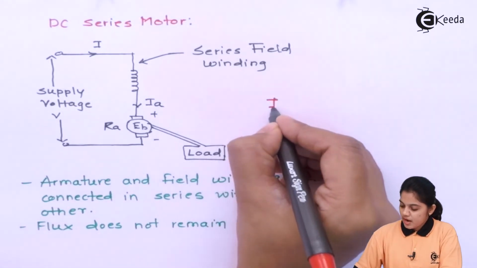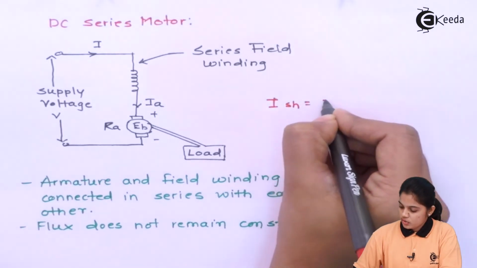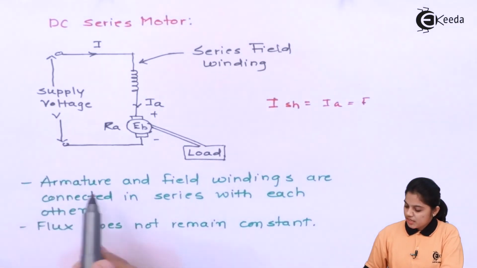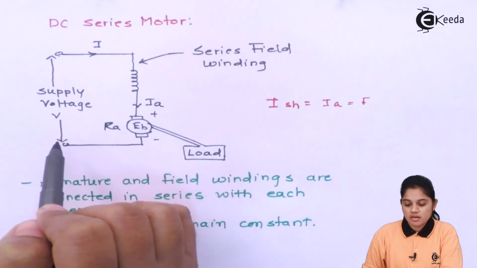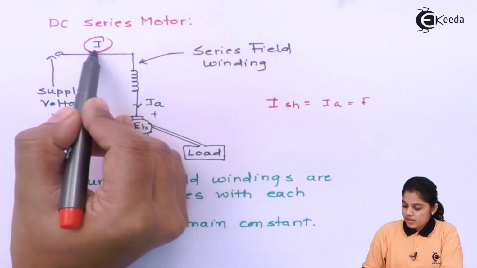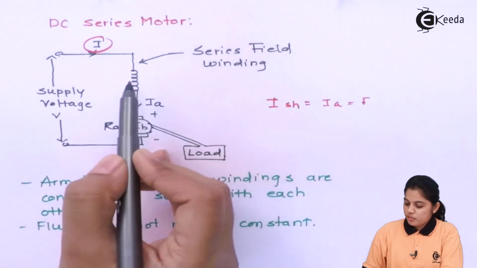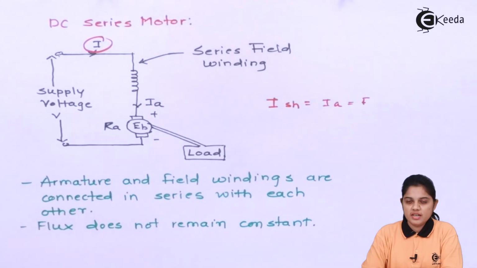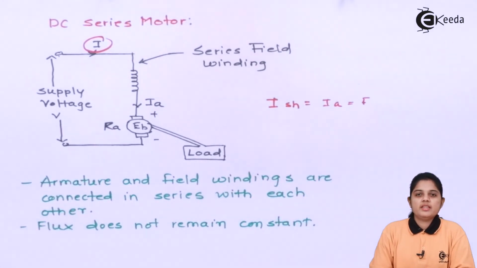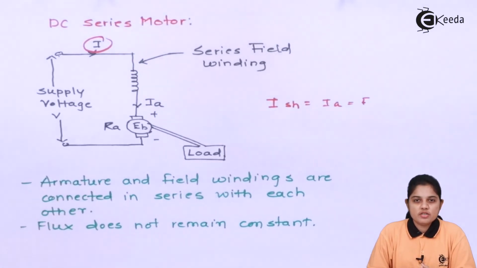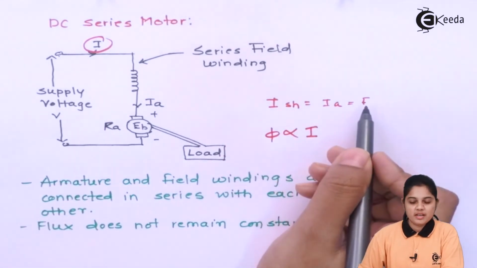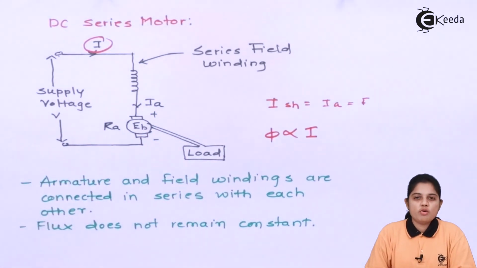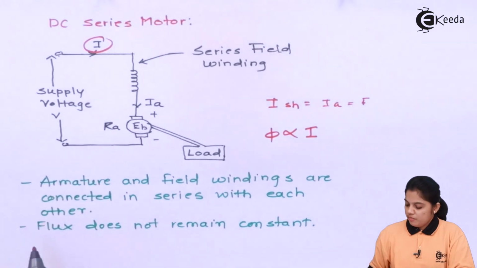That means ISH, the current flowing through the field winding, is equal to IA, which is equal to I. Here the armature and field windings are connected in series with each other, so the flux does not remain constant, because if you change the voltage across the circuit, the total current will change. If the total current changes, the field current will also change, since the same current flows through both. So if flux is directly proportional to current, and this current can vary for different supply voltages, then the flux will also not remain constant in a DC series motor.